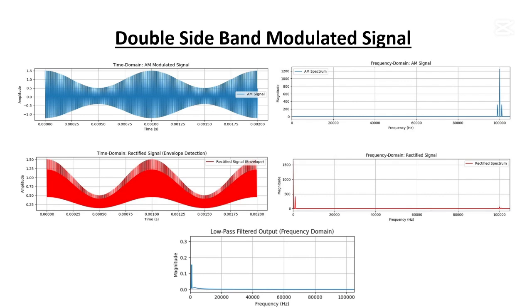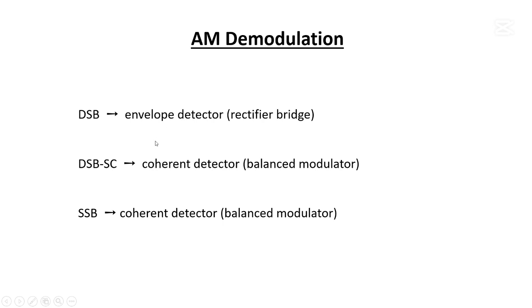It can be done by the bridge rectification method, and it is called an envelope detector. And the balanced modulator technique for double sideband suppressed carrier and single sideband is known as a coherent detector, and it is also known as a product detector.